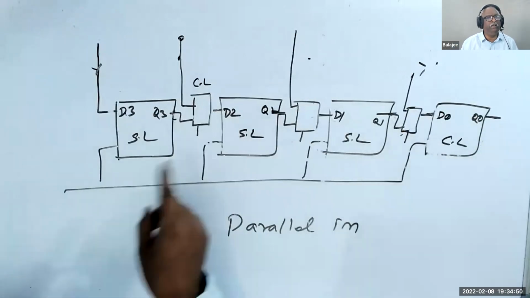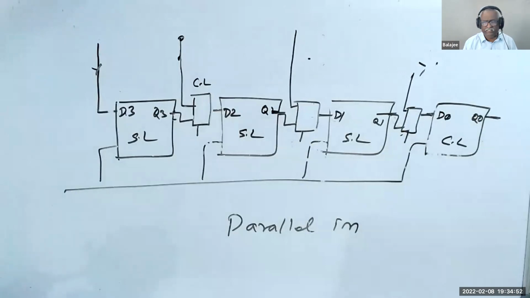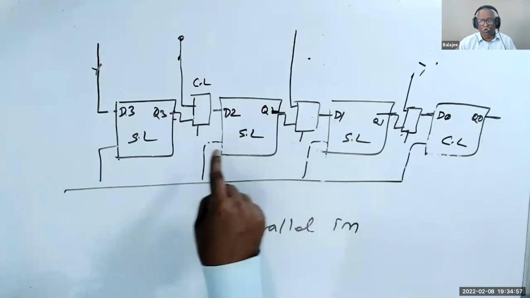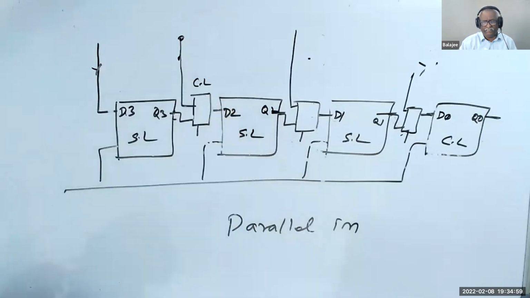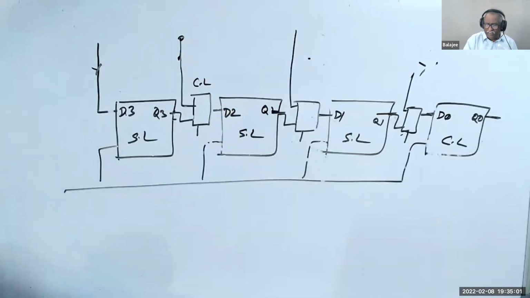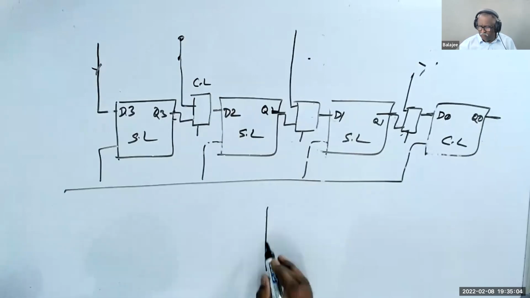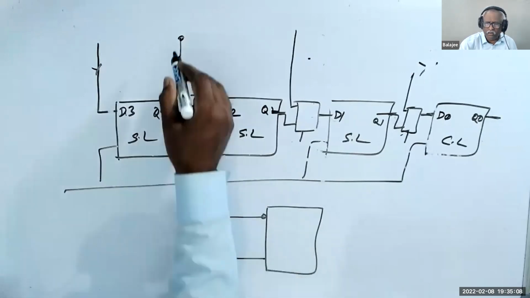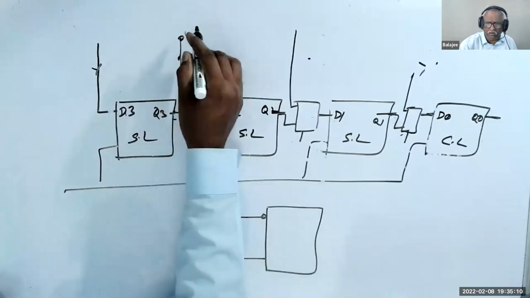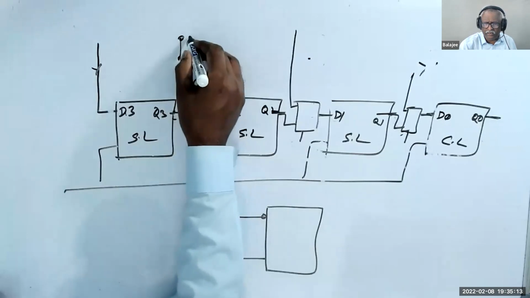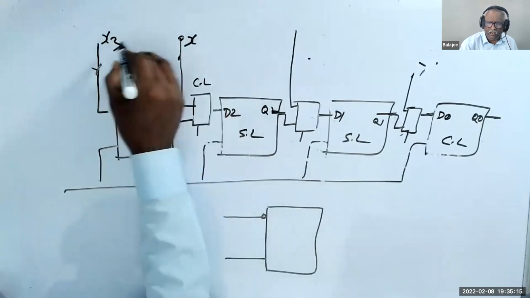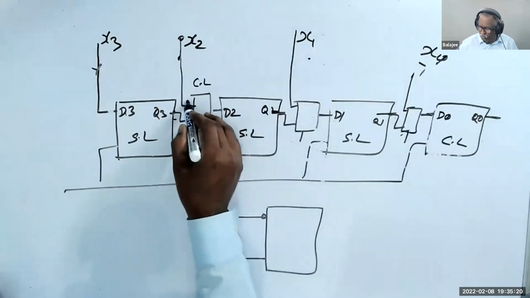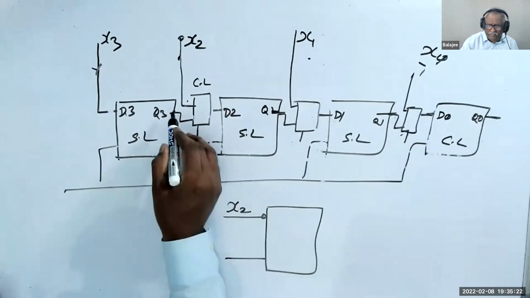The control input will decide whether I am going to do the parallel input or sequential. How is that? I'll explain to you now. Very simple. See here. I have a block. I have 2 inputs called data in. I call this X. This is X3, X2, X1, X0. So this is X2. I give X2. And what is coming here is Q3.